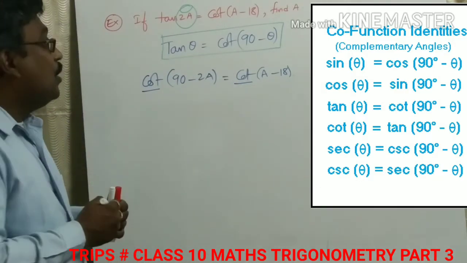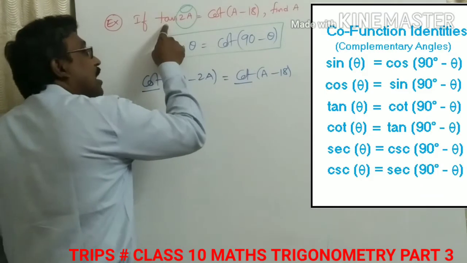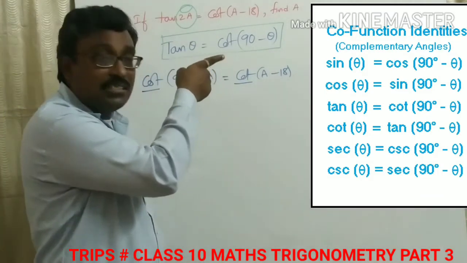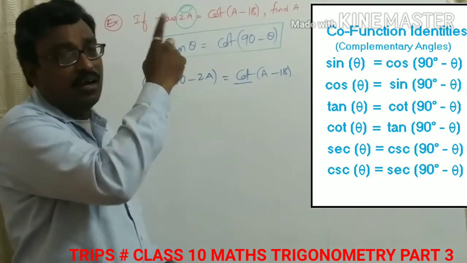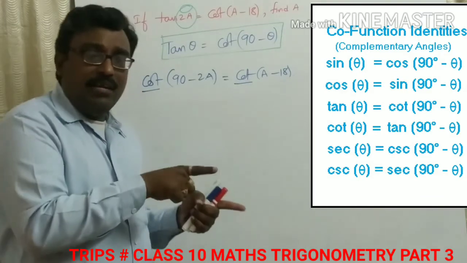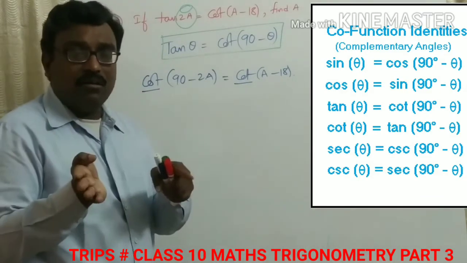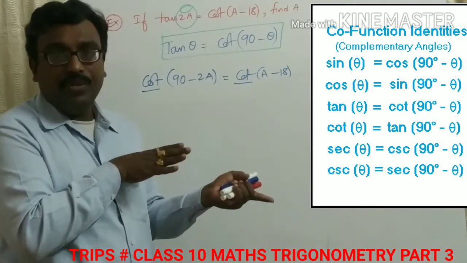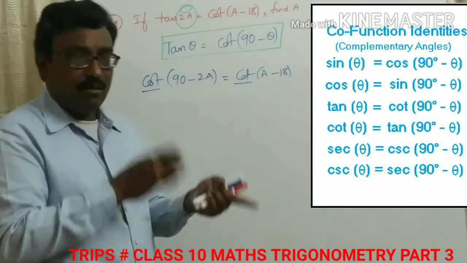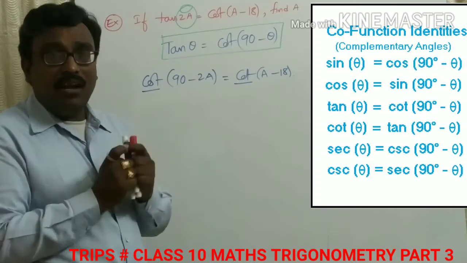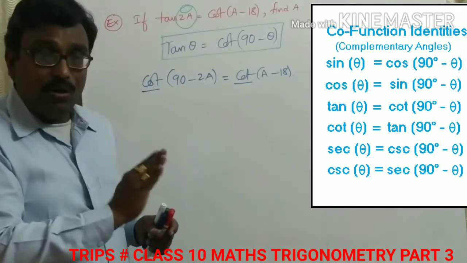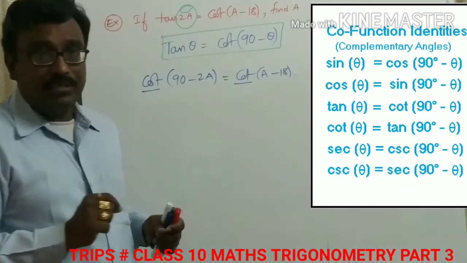That's why a relation is given between tan and cot. You may get sums on this. See, sin and cos are related: sin 90 minus theta is cos theta, cos 90 minus theta is sin theta. Tan 90 minus theta is cot theta, cot 90 minus theta is tan theta. Cosecant 90 minus theta is secant theta, secant 90 minus theta is cosecant theta. So there is a relation between them, and you will get sums based on this relation only.